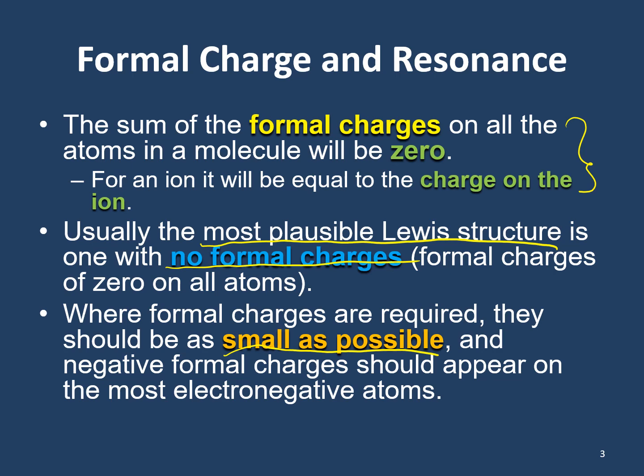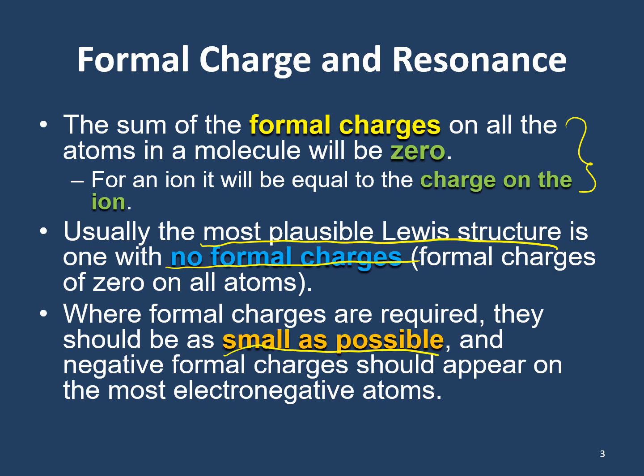Finally, generally, the best Lewis structure that you're going to get is where you get a 0 formal charge on the central atom. So if you can get 0 as your formal charge on the central atom, most of the time that's going to be the best structure you can get. Not always, but most of the time.